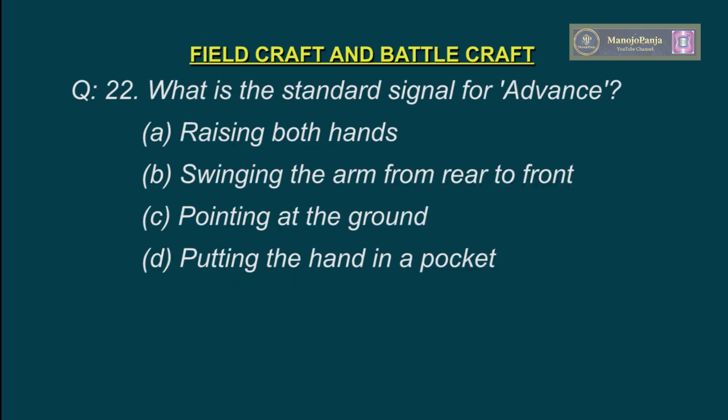Question 22. What is the standard signal for advance? A. Raising both hands. B. Swinging the arm from rear to front. C. Pointing at the ground. D. Putting the hand in a pocket. Right answer B. Swinging the arm from rear to front.